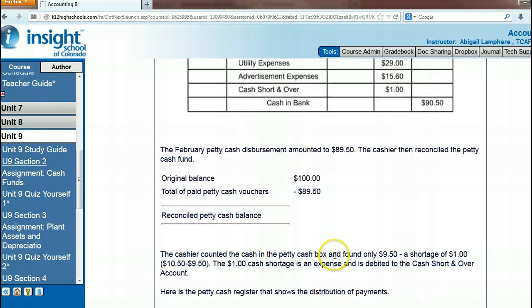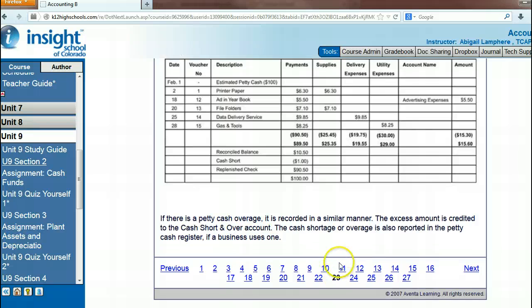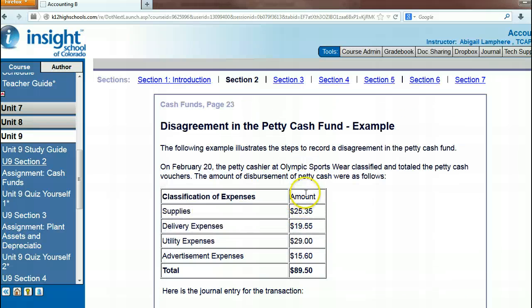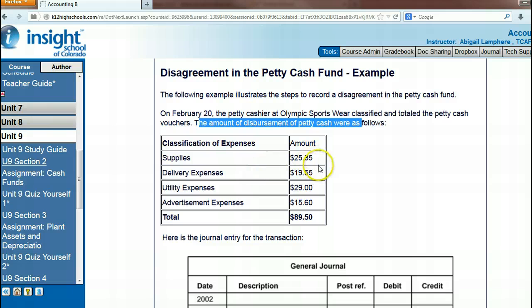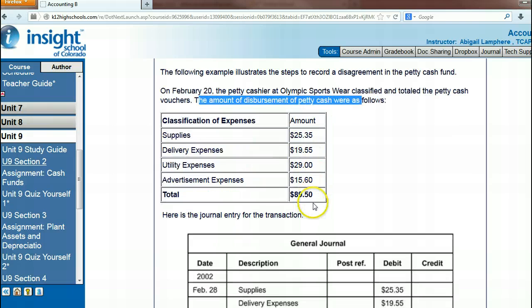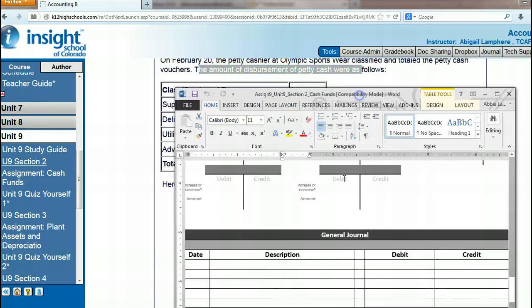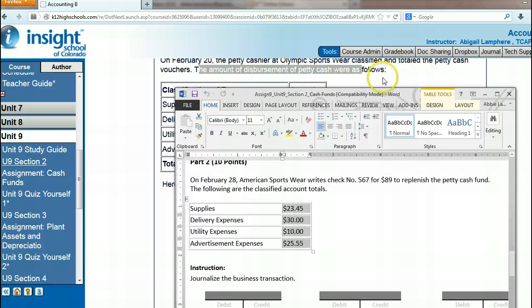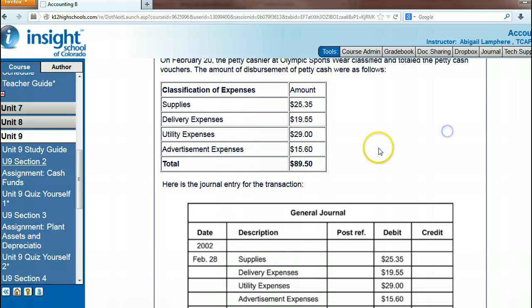Oh, this looks like another example on page 23 of the same type of example here. Sportswear, total of the petty cash, the amount dispersed was as follows: supplies, delivery, utilities, advertising. That even looks like the same amounts that we have here. Close. Okay, so you should be good to go on part 2. When you're done with that, submit it and let me know if you have any questions.